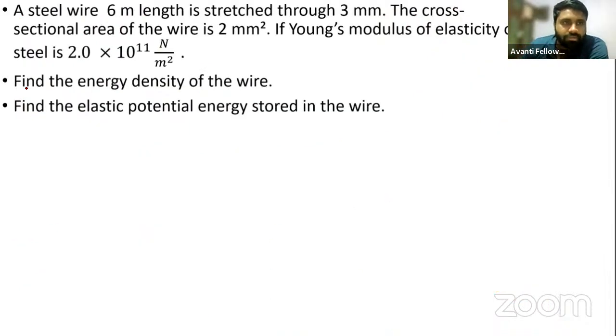No. Look at this question. A steel wire of 6 meter length is stressed through 3 millimeter. The cross-sectional area of the wire is 2 millimeter square. If Young's modulus of elasticity of steel is 2.0 into 10 raised to the power 11 Newton per meter square, then you have to find out the energy density of the wire and the elastic potential energy stored in the wire.